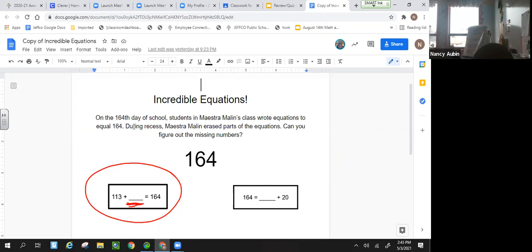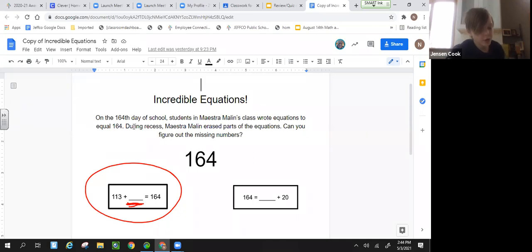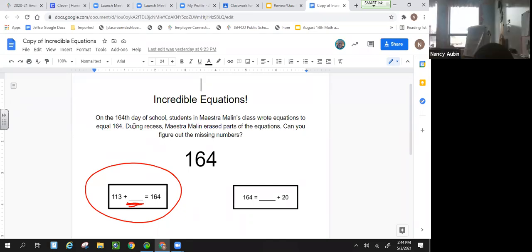So check and make sure it works. That doesn't work. That's it? Okay. All right, Jensen, what do you have? I wanted to share the one before. Oh, sorry, okay. Dave, what'd you get?